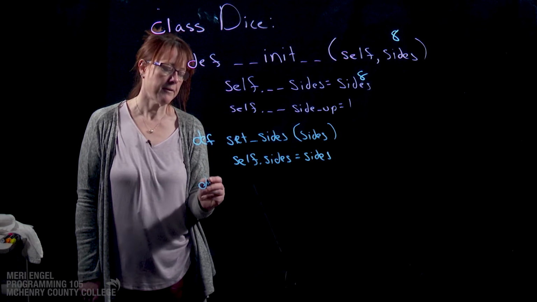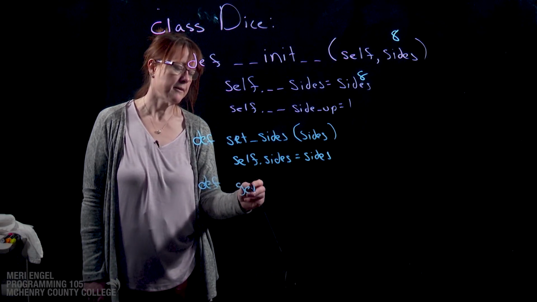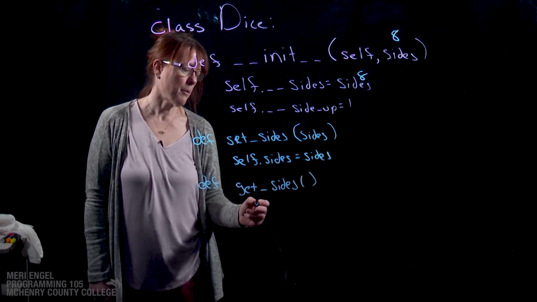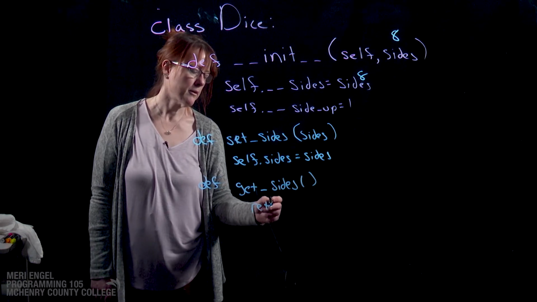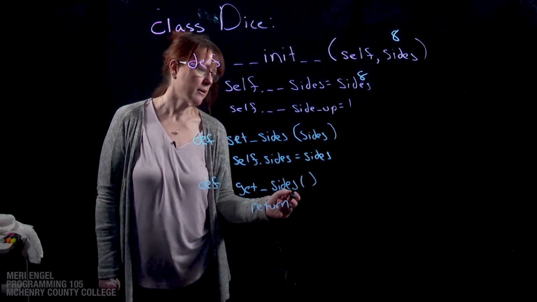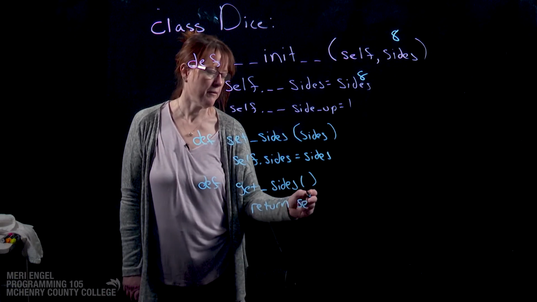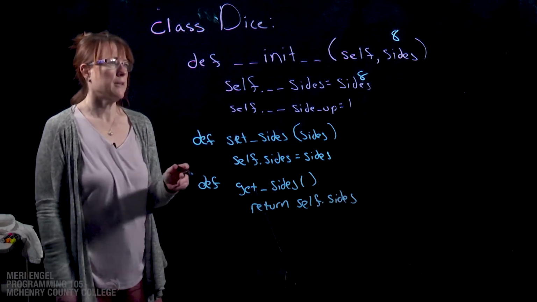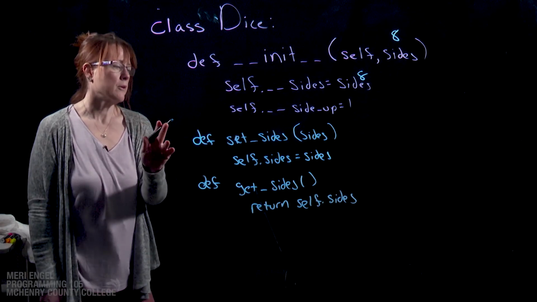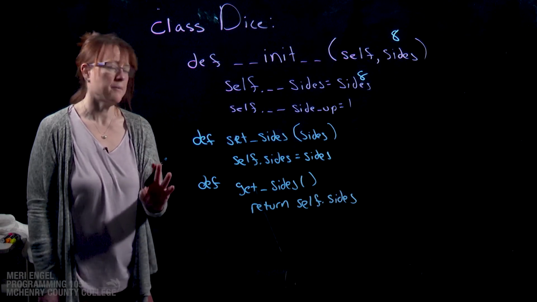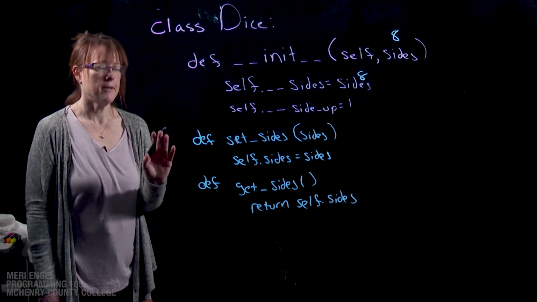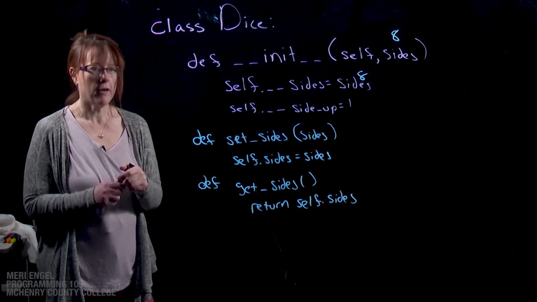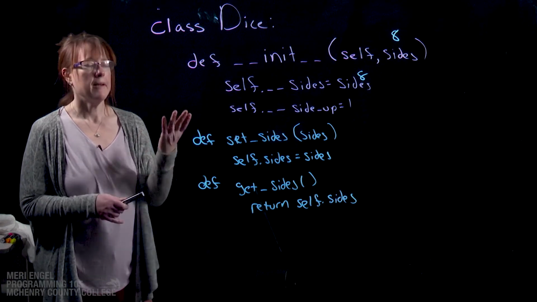So we'd have a def get sides. And then we don't pass it anything, but we would return the class variable self.sides. And typically when you first create a class, you will create set statements and get statements in this pattern for every variable that's in the class. So we'd be creating instances of those classes in another program. If it's a program at the bottom of the page, we just use Dice.